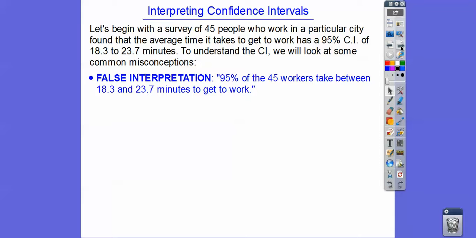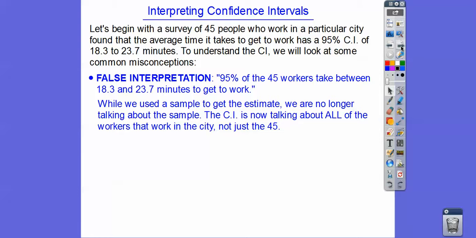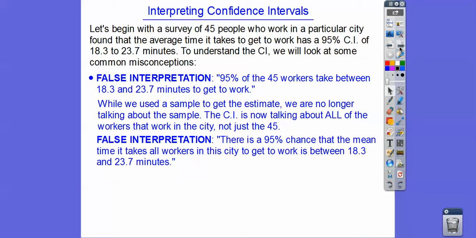Here's a false interpretation: 95% of the workers take between 18.3 and 23.7 minutes to get to work. That's not what it's saying. While we use a sample to get our estimate, we're no longer talking about the sample. We're not talking about the particular sample, we're talking about the whole population. The confidence interval is now talking about all the workers in that city, not just the 45 anymore. That's a common misconception, that 95% of these 45 workers. The 45 workers let us get a confidence interval for our whole population.